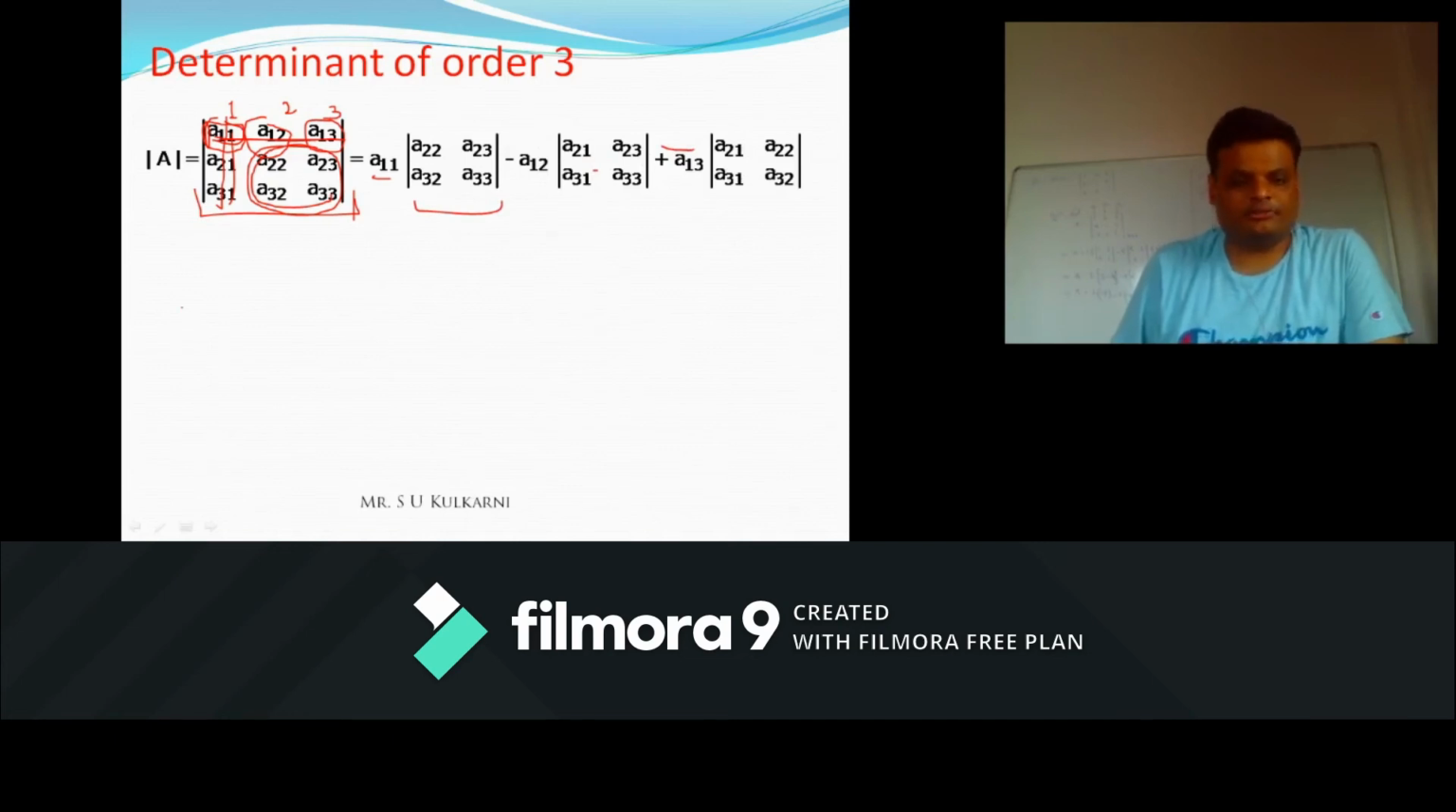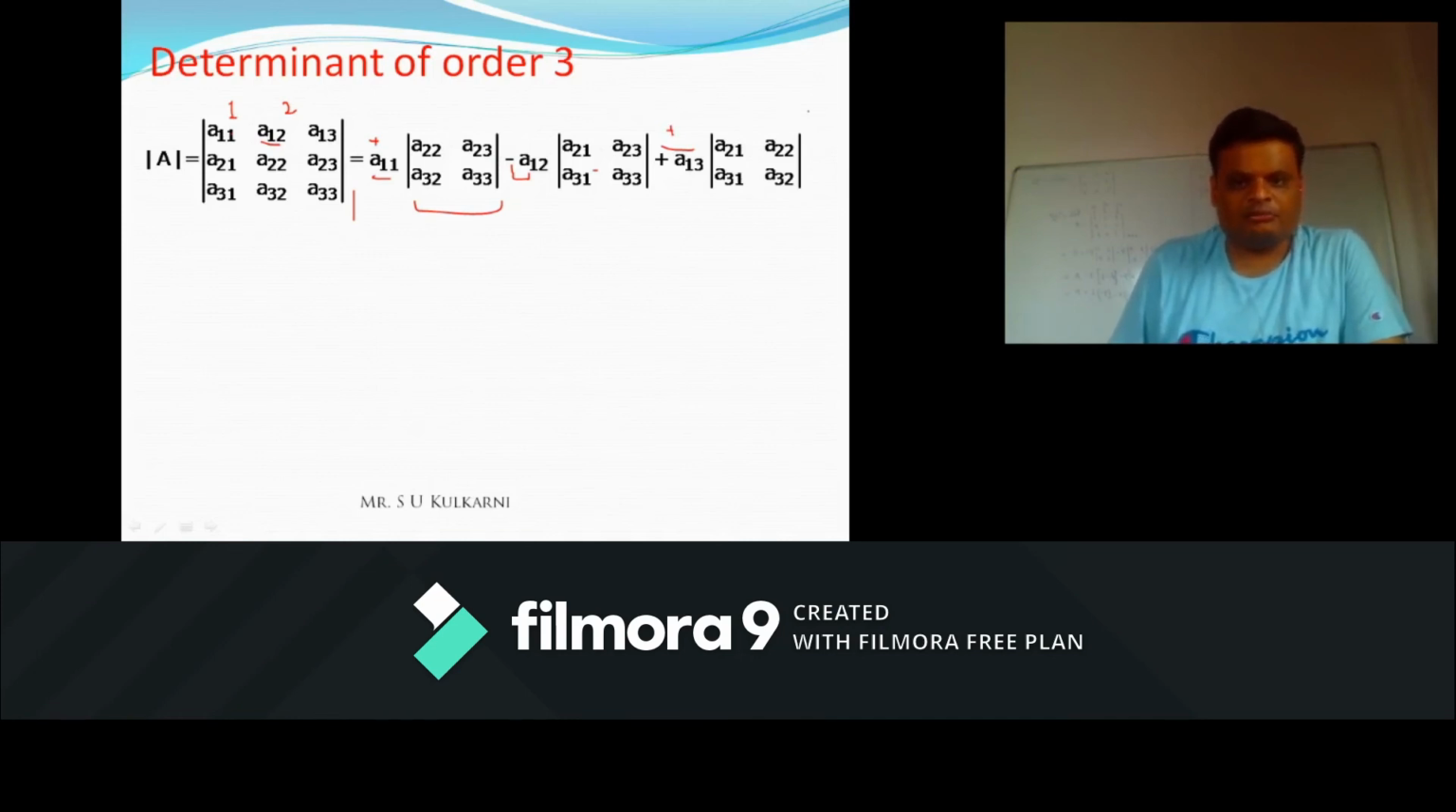Now it is similar for the middle one. Here we found the value for the first one. Now similarly for the middle one, the second element A12 comes with a minus sign. Remember it. For the first element you have a plus sign, then for the second you have a minus sign, and for the last you have a plus sign. So plus, minus, plus. Okay, alternating signs.